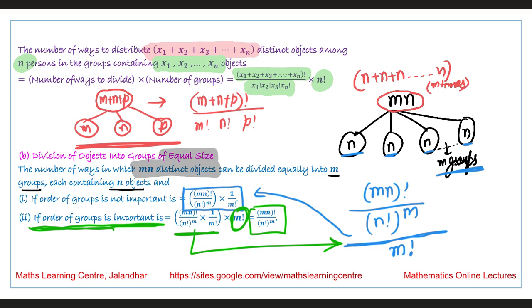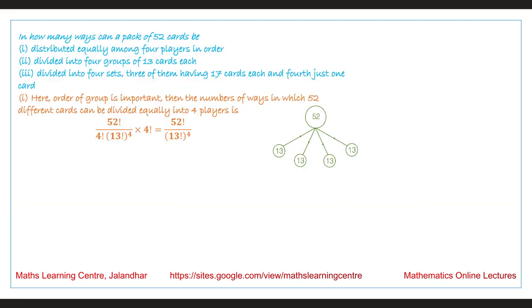So based upon these formulas, which will be more clear to you with our next problems that we are going to solve now. The first question we have is: in how many ways can a pack of 52 cards be distributed equally among 4 players in order? So we have a total of 52 cards, to be equally distributed among 4 players, and each player gets 13, 13, 13 and 13.